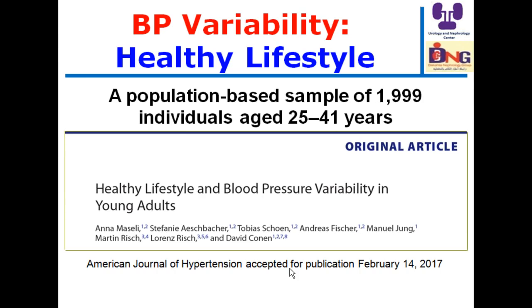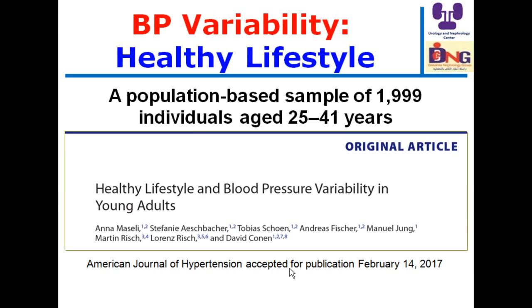A very interesting study included approximately 2,000 individuals aged 25 to 41 years, addressing the relationship between healthy lifestyle and blood pressure variability in young adults. The lifestyle score from 0 to 7 was calculated by giving 1 point for each of the following components: never smoking cigarettes, adhering to healthy diet components, performing moderate or intense physical activity, having a body mass index less than 25 kilograms per square meter, a total cholesterol less than 200 milligrams per deciliter, glycated hemoglobin less than 5.7%, and a conventional blood pressure less than 120/80.